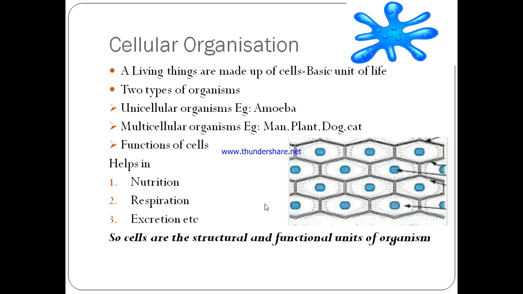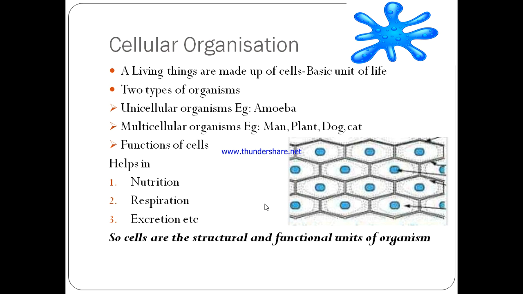Cellular organization. All living things are made up of cells. Cell is the basic unit of life. Some living things consist of only a single cell. Example, amoeba. These organisms are known as unicellular organisms. Most living things are made up of millions of cells and are known as multicellular organisms. Example, rose plant, pea plant, human, dog, cat, etc.